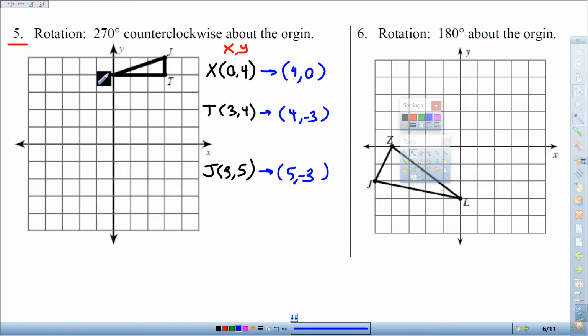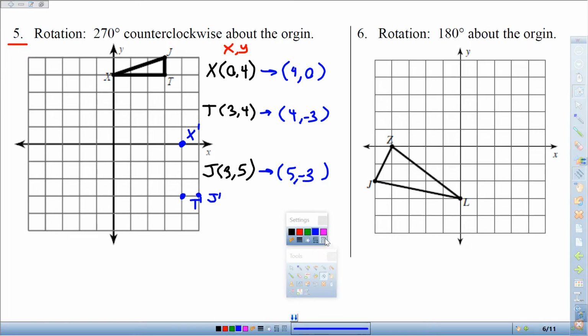Here's what I expect. A 270 is going to go past the 90, past the 180, all the way over here. This is where I expect my 270 to land. Let's see what it does. So 4, 0: 4 on the x, 0 on the y. There's my new x. T is at 4 on the x, -3 on the y. New t. And my new j, 5 on the x, -3 on the y. So there's j prime. That landed about where I expected. Connecting the dots, you can see pretty easily if you made a mistake. That looks like the exact same shape, just rotated.